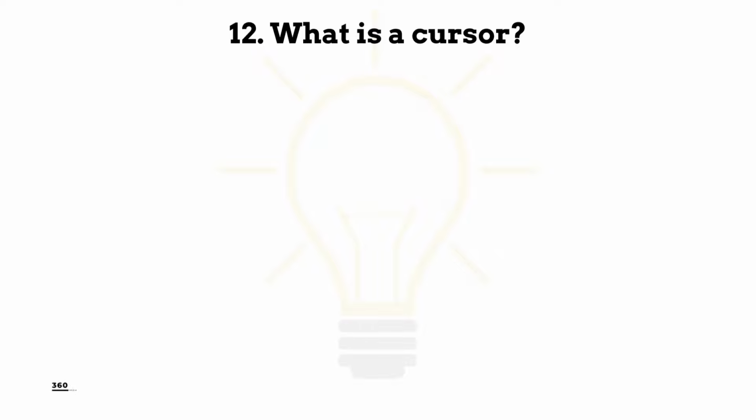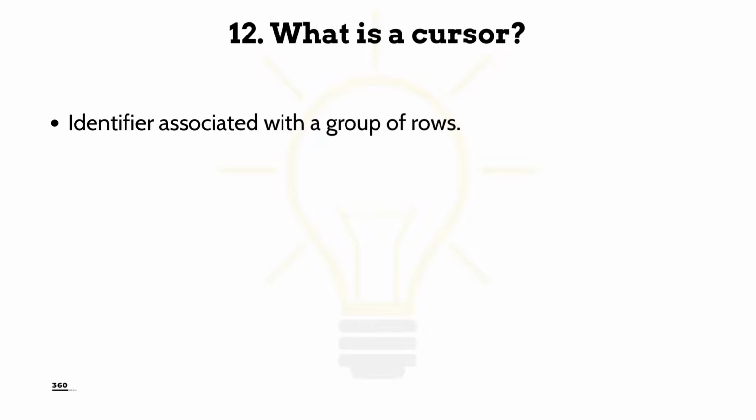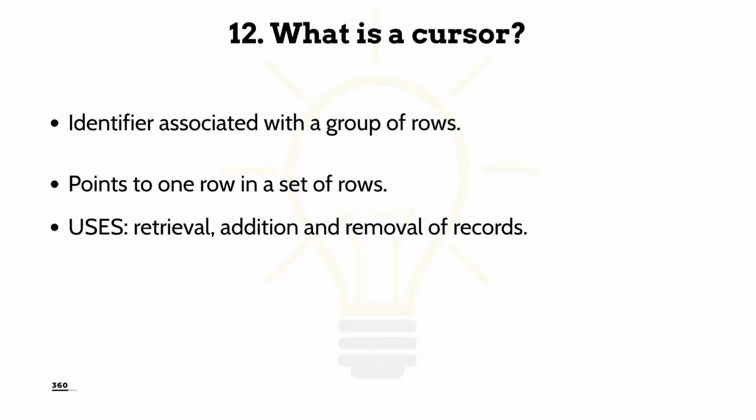Question 12. A cursor. This is an identifier associated with a group of rows. Think of it as a pointer to one row in a set of rows. Cursors are very much useful for retrieval, addition, and removal of database records.